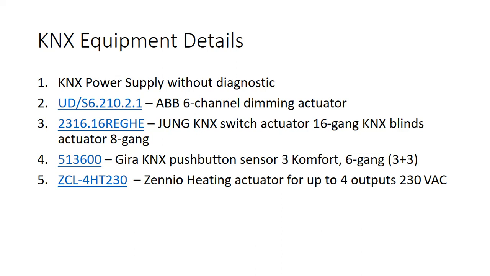So I'm using the KNX power supply, exactly the same. A six channel dimming actuator, a switch actuator, 16 gang, or you can say 16 channel switch, or 8 channel. And I'm using a different Gira switch, which is 6 gang, 3 plus 3, so there will be 6 rockers. And I am using a Zennio heating actuator for up to 4 outputs, which means it can do up to 4 zones.